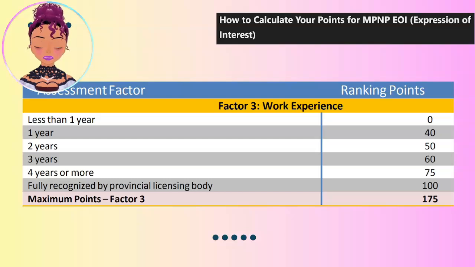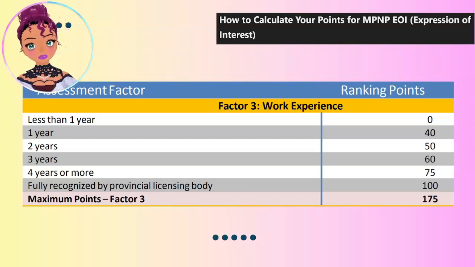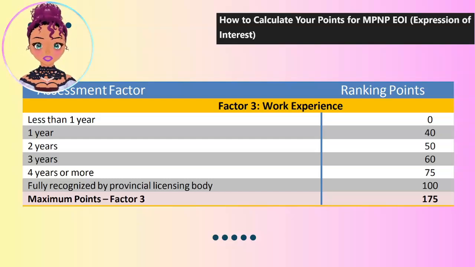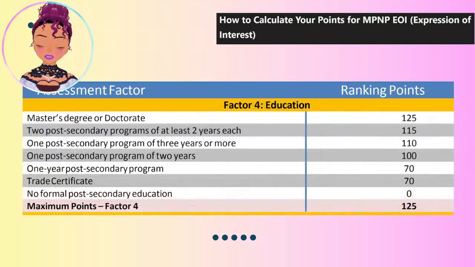You can claim 100 additional points for having some form of certification or licensing that is fully recognized by the provincial licensing body, if you are working in a profession or trade that requires licensing in Manitoba. And the maximum you can get in this category is 175 points.